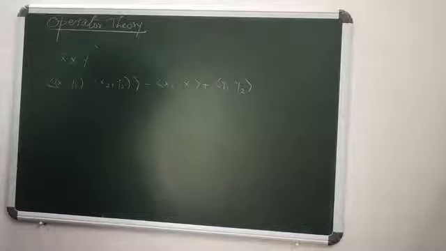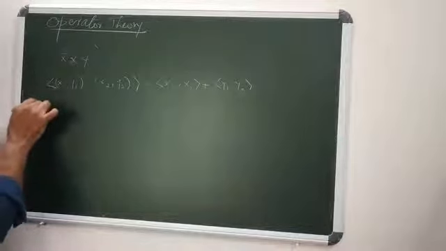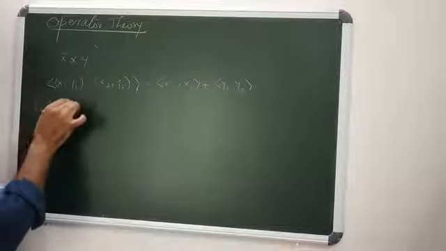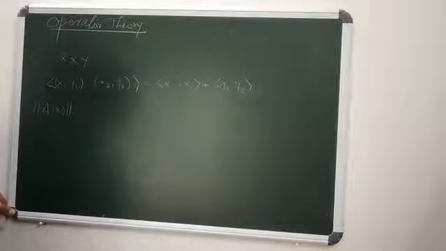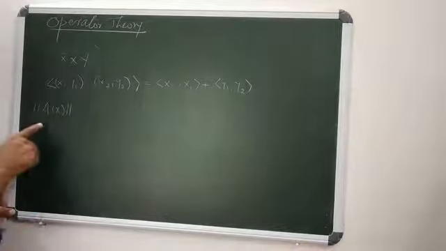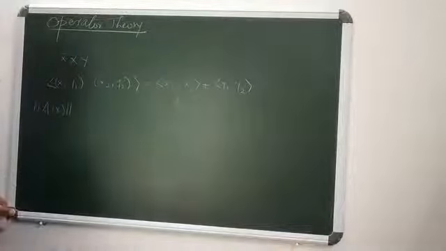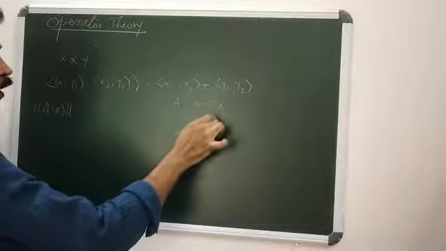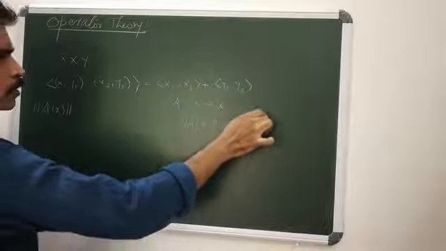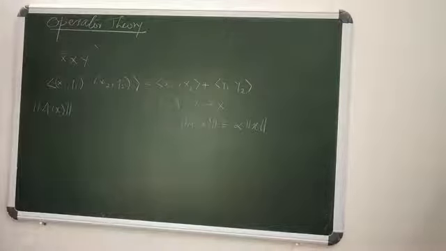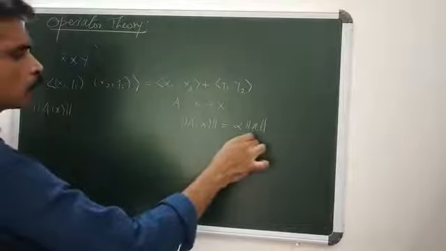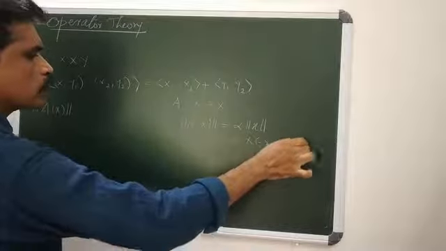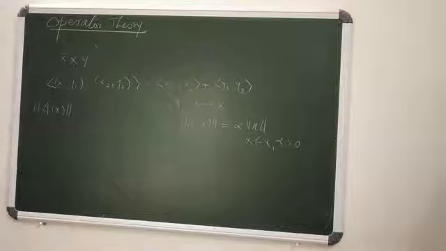Now, what is norm Ax? Suppose A is an operator on X. A is bounded means norm Ax is less than or equal to alpha times norm x, for all x in X, where alpha is some positive constant.